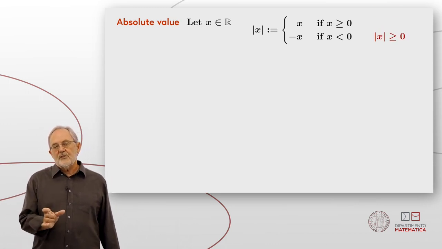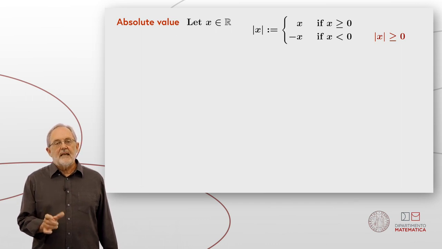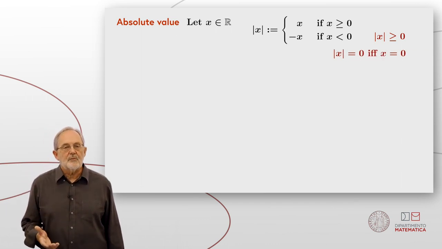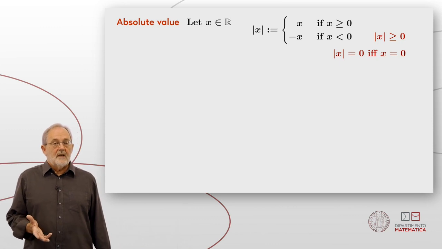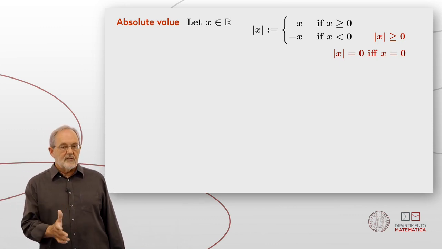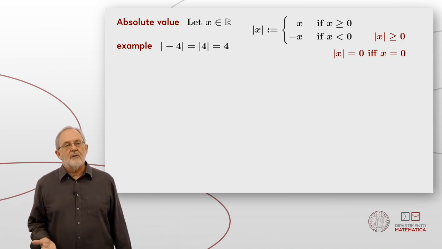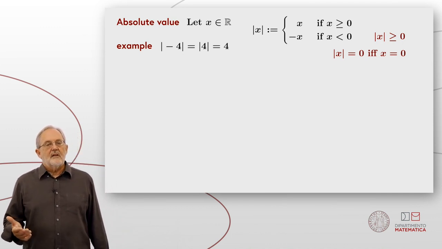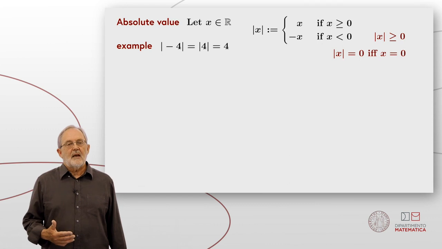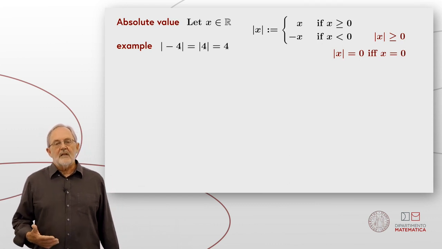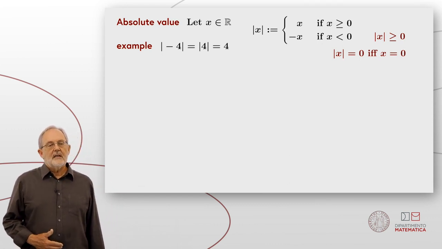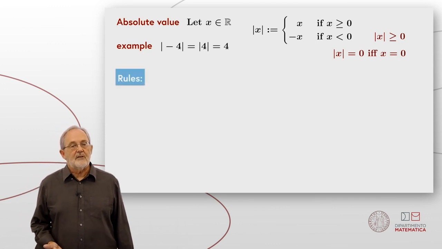It's easy to deduce from this very definition that the absolute value of x is always positive. Furthermore, that it's equal to 0 if and only if x is equal to 0. For example, then we have the absolute value of minus 4 is the same as the absolute value of 4, namely 4. Here are some rules for the absolute value.